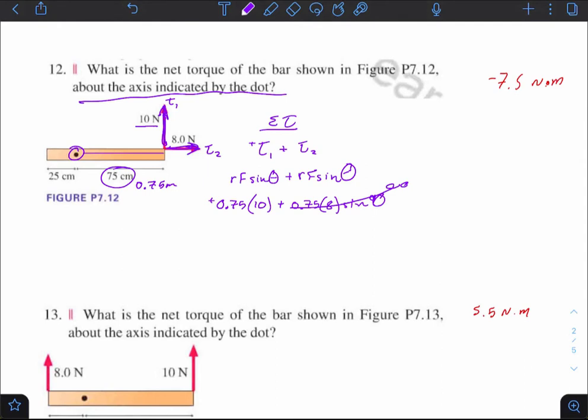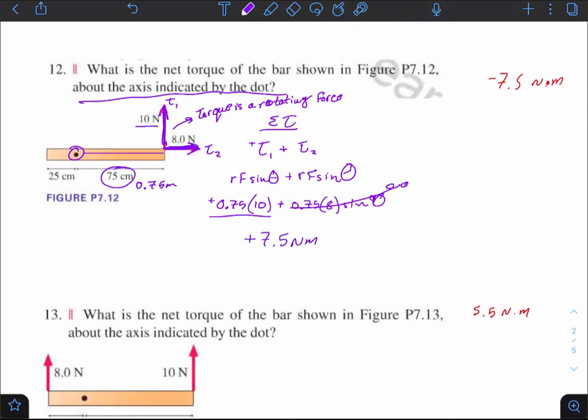A torque is a rotating force. In case you haven't heard me say it that way, a torque is a rotating force. So it's a force that will cause rotation. If you're pulling it straight out, you're not rotating this board at all. So it's contributing 0 torque. So it's just going to be 0.75 times 10, which is going to be positive 7.5 Newton meters.